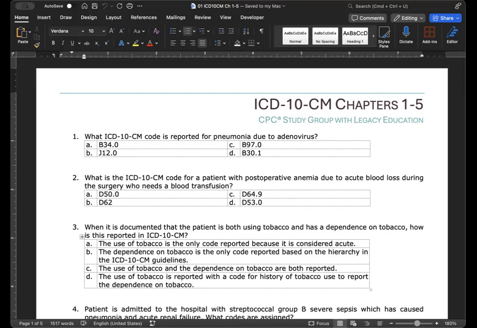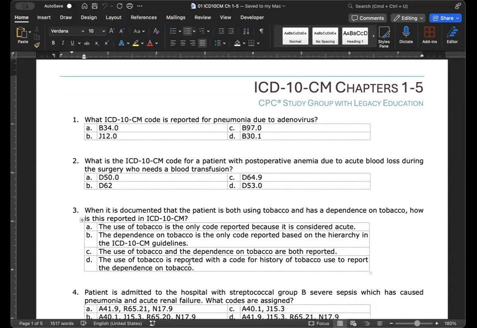Okay, so underneath pneumonia, we'll go down to adenoviral. I thought they had a due to option, but they don't. Yeah, there's an in/due to, and then adenovirus underneath that. So does everybody see one of the two? Pneumonia and then adenoviral, or pneumonia and then in or due to and then adenovirus. So what code do we have? J12.0.